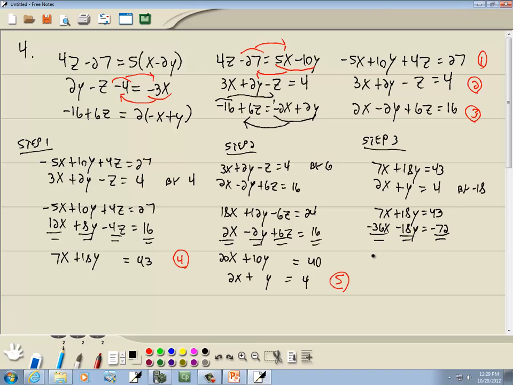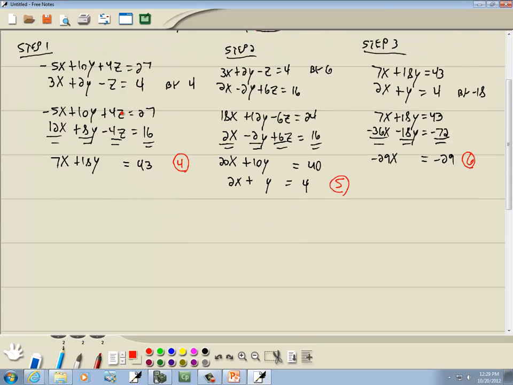That gives us negative 29x. 18y minus 18y drops away. This gives us negative 29. That's promising. That's equation 6. Okay, let me scoot down here. There we go.